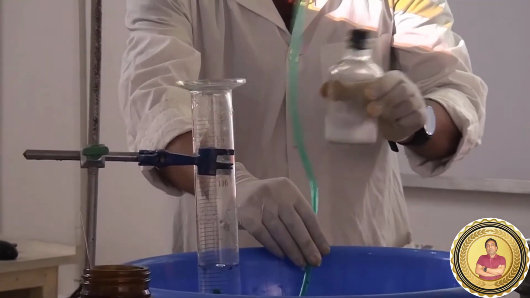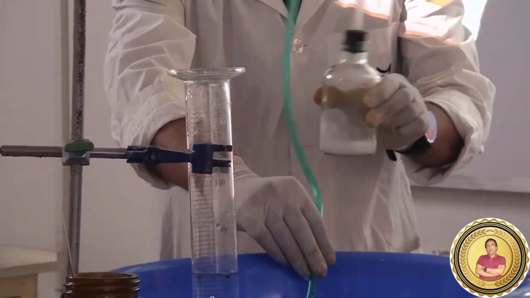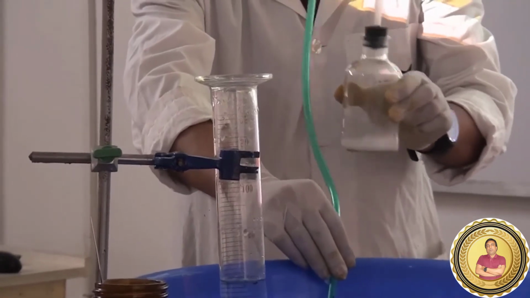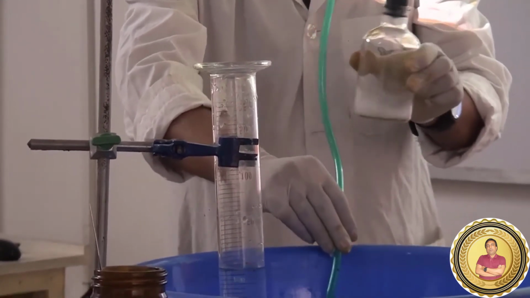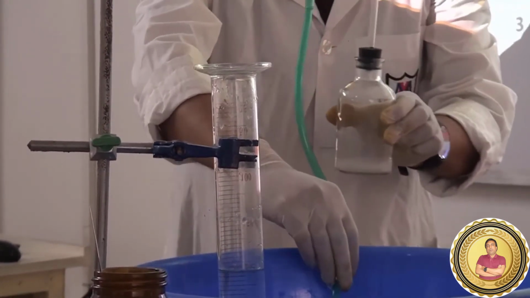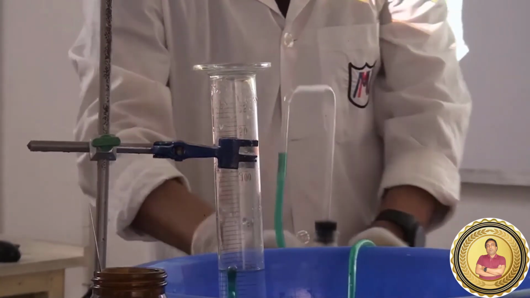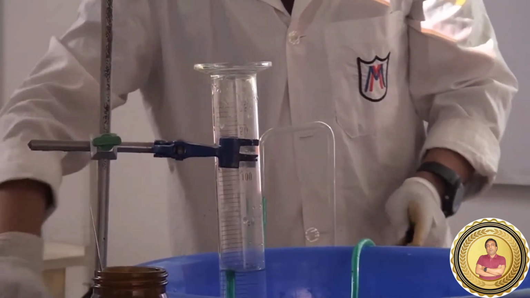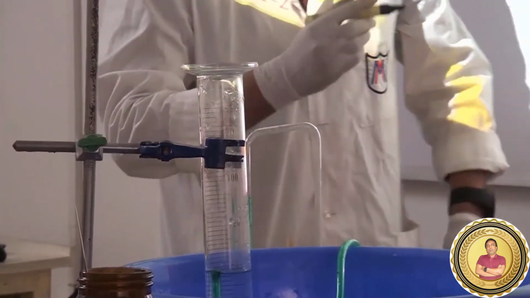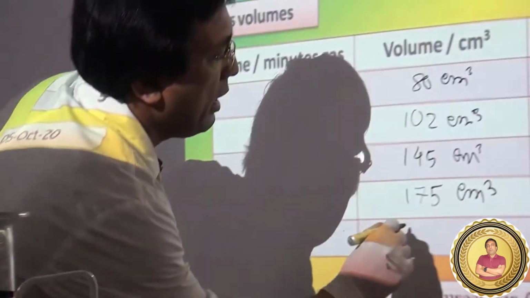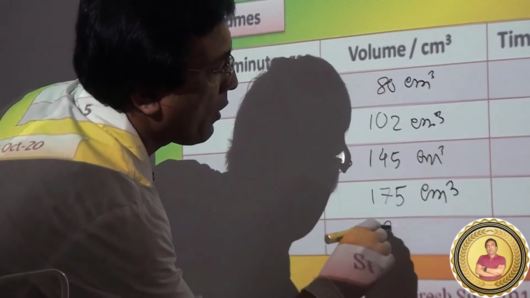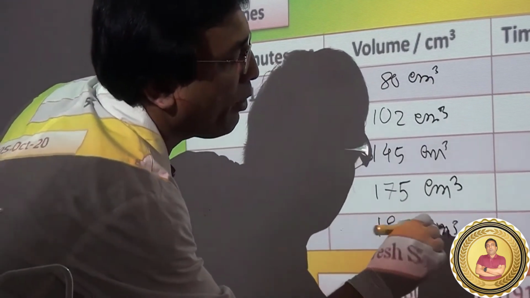Okay, look at this, gas is being evolved. We have to go up to 10 minutes. It is given in your table. So up to 10 minutes. We have finished 5 minutes, and after 5 minutes we are getting the reading of 187 cubic centimeter.